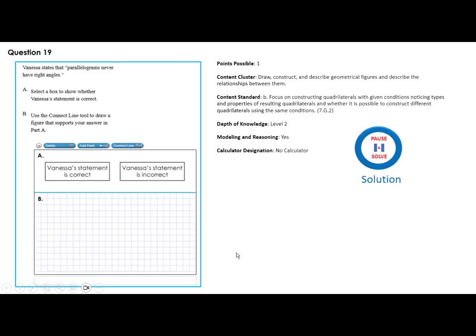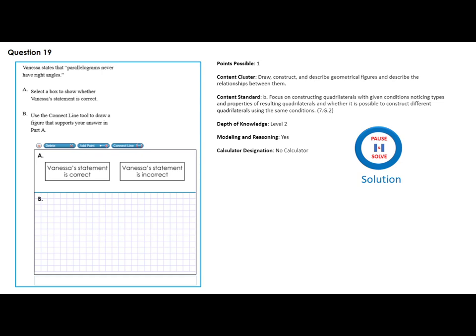Vanessa states that parallelograms never have right angles. Select a box to show whether Vanessa's statement is correct. Use the connect line tool to draw a figure that supports your answer in part A.